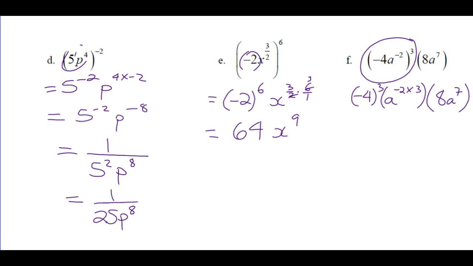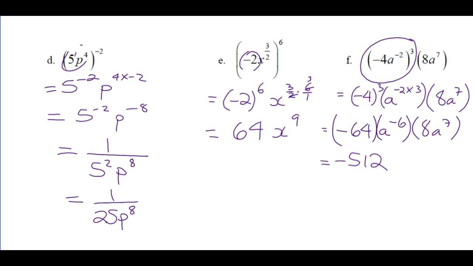So negative 4 cubed is negative 4 times negative 4, which is positive 16, times negative 4, which will be negative 64. A to the negative 6, and I guess these are all being multiplied, times 8a to the 7th. So now we can multiply the numbers. Negative 64 times 8, these really need little equal signs, is negative 512.